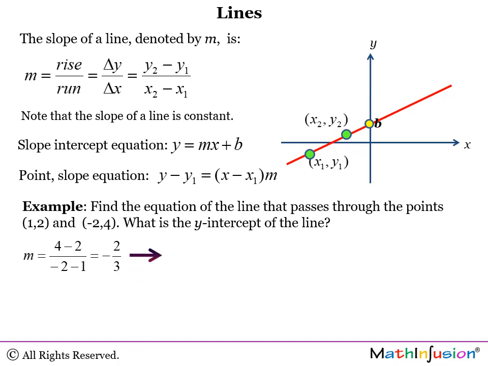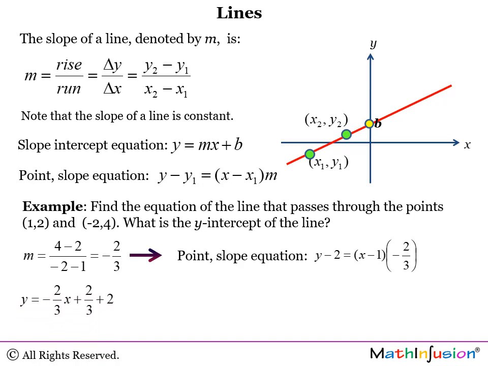We have to pick one of those 2 points to be the point. I'm going to pick the first one. And I get that. Now I would like to simplify because I would like to write it as y equals mx plus b, because I need to find also the b. So this is just simple algebra. And I get this. Simplify more and we get that.